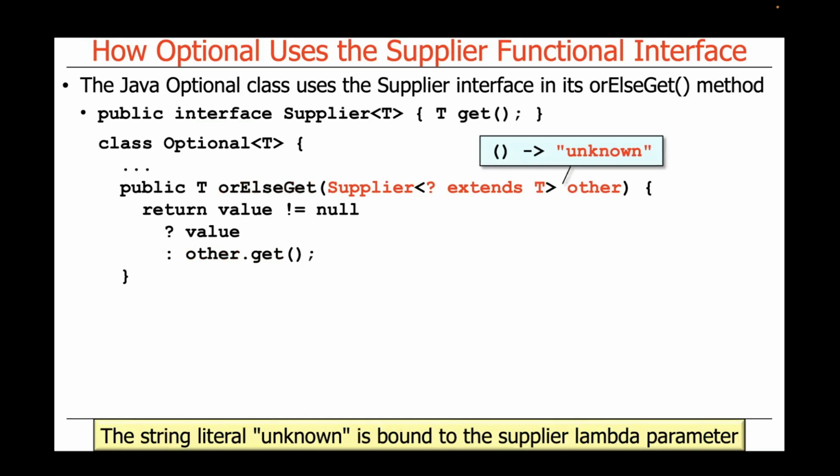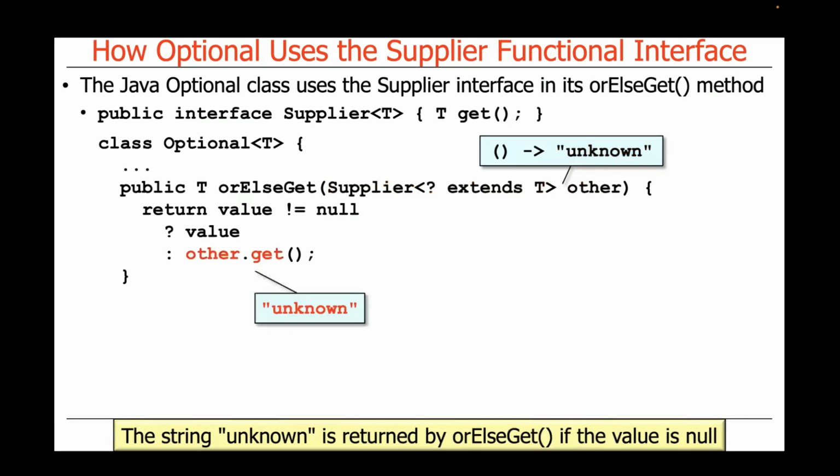So in this particular example that we used, we bound that supplier to be the string unknown. The string literal unknown is bound to the supplier lambda parameter. But we could have done other things. We could have a supplier object that would dynamically generate values there. And so what will happen, of course, is when the other.get method is called, it'll just return the string unknown.